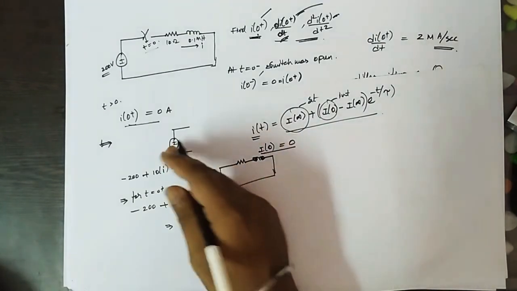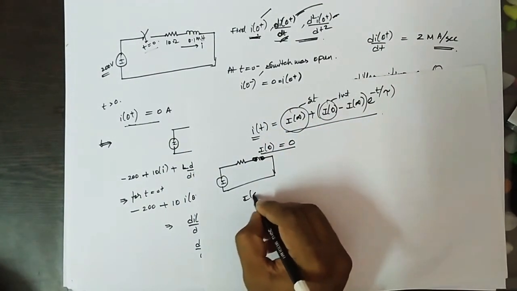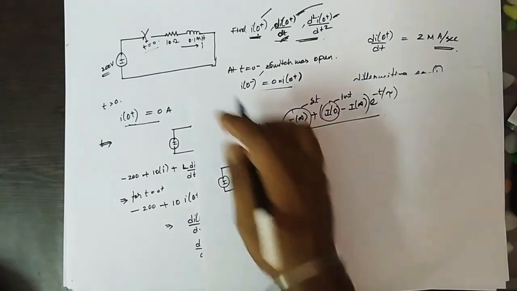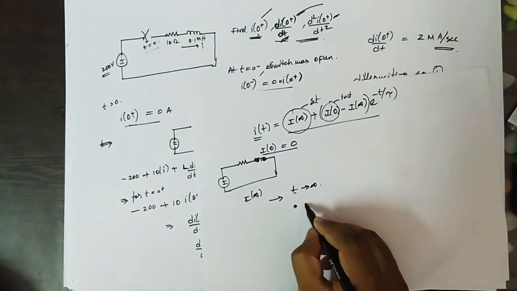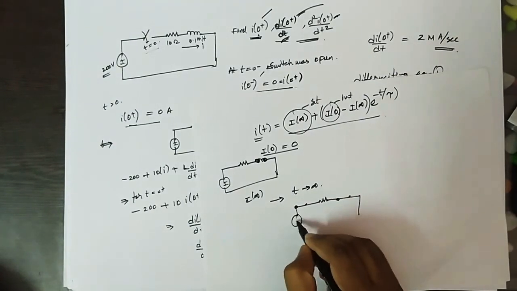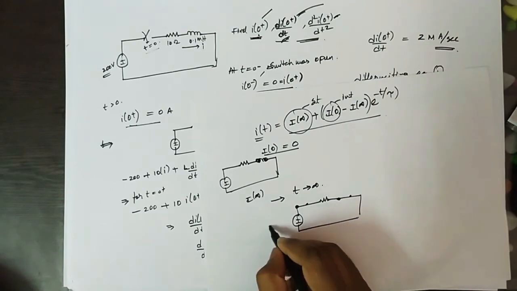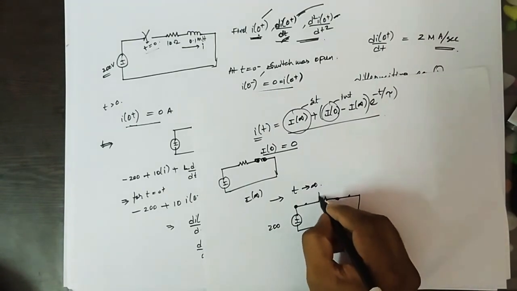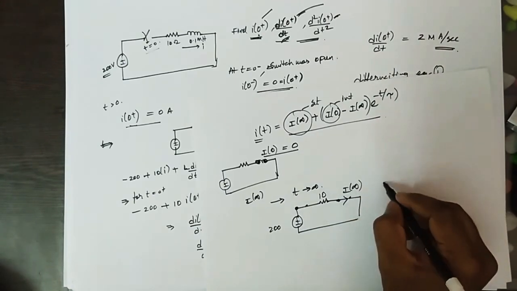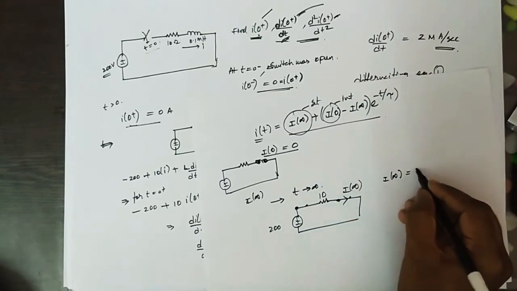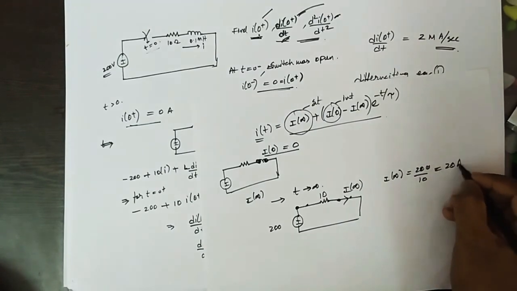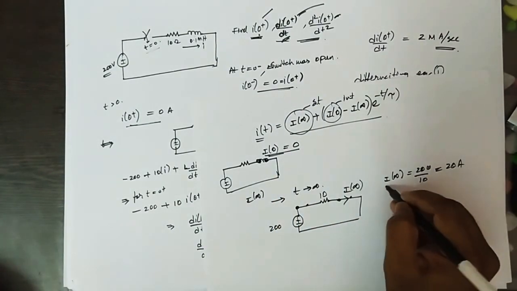We already dealt with that. Now i of infinity means at t tends to infinity, the same circuit after the switch is on, the inductor will be shorted. So i of infinity will become 200 by 10, that is equal to 20 amps. So you got i of 0 and i of infinity.